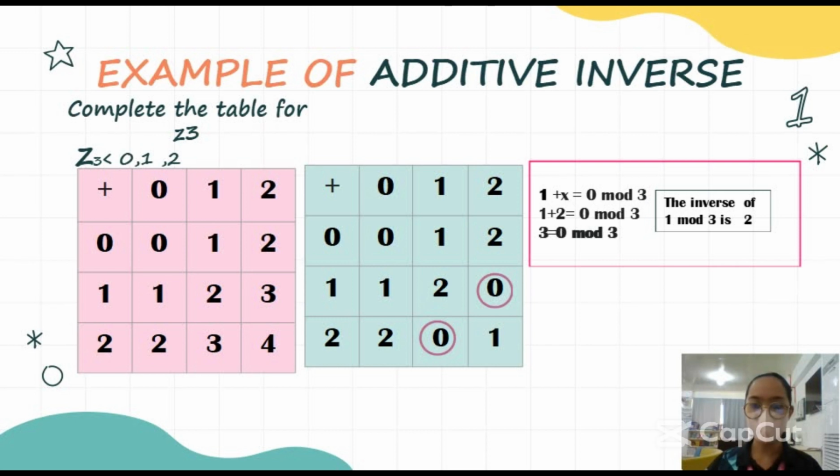So it means ang ibutang nimo sa value sa x is 2, then pag i-add man sad nimo siya, 1 plus 2 kay 3, pag i-divide nimo 3 kay 0. So tama siya. Ang inverse sa 1 mod 3 is 2.